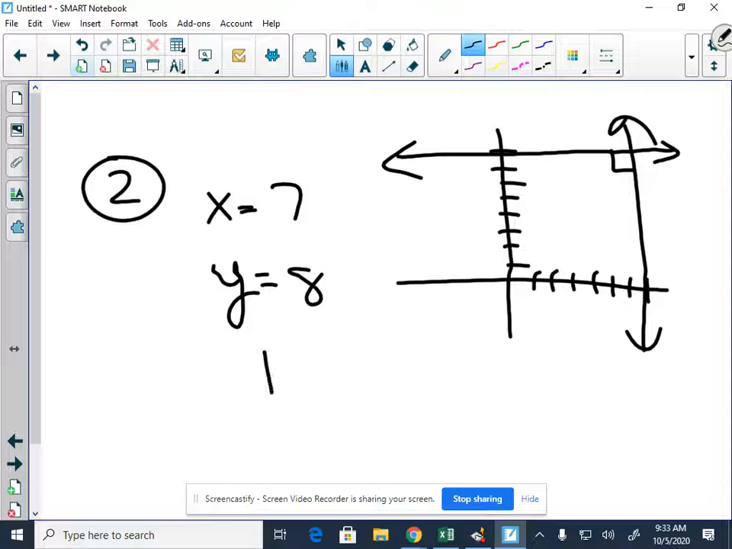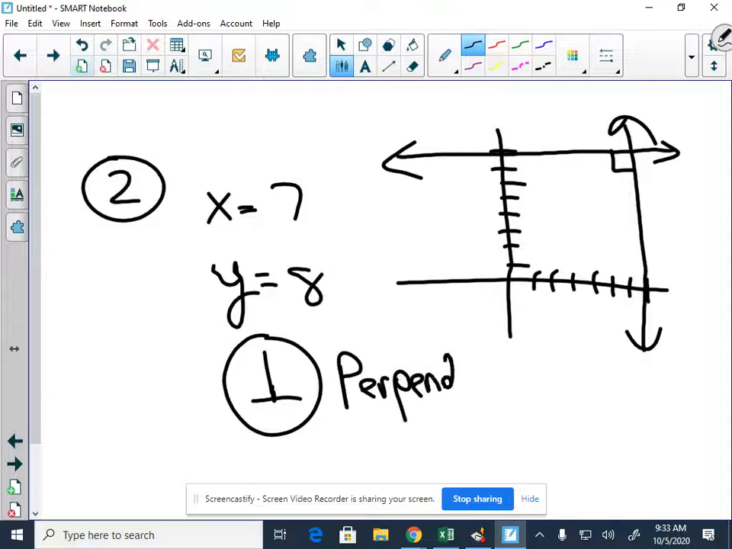Perpendicular. So the symbol for perpendicular, that would be enough. It's like an upside down T, or you can write the word perpendicular. So that one's unique. We didn't do one like that.